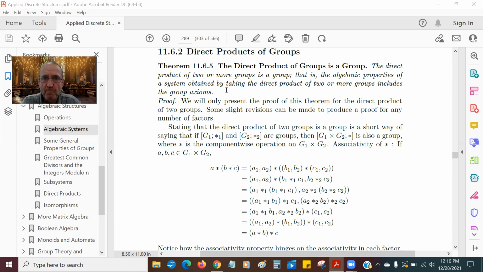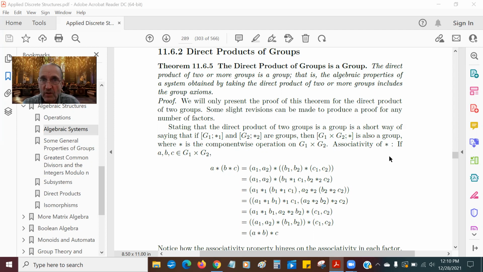Anyway, the direct product of 2 groups is a short way of saying that if G1 with star 1 operation and G2 with the star 2 operation are groups, then G1 cross G2 with the star operation is also going to be a group, where star is the component-wise operation of G1 cross G2. And G1 cross G2 is the set of ordered pairs taken from G1 and G2.